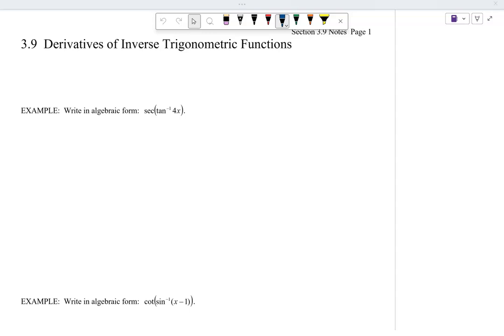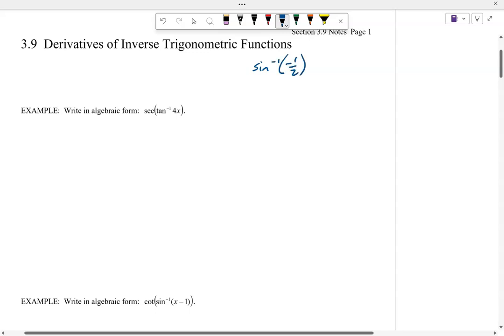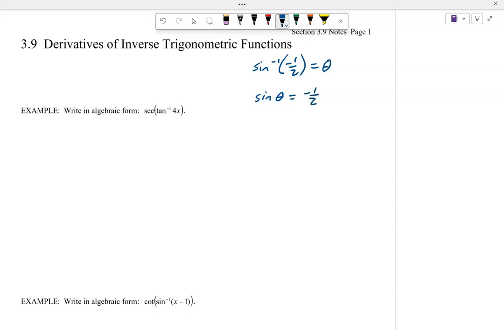Let's just review, let's say taking the arc sine of negative a half, right? When you did that in your trig class, you probably used the fact that this was an inverse, or at least this is one way to solve that. So the arc sine of negative a half equals theta. Since that's the inverse of the sine, that means the sine of theta would equal negative a half.